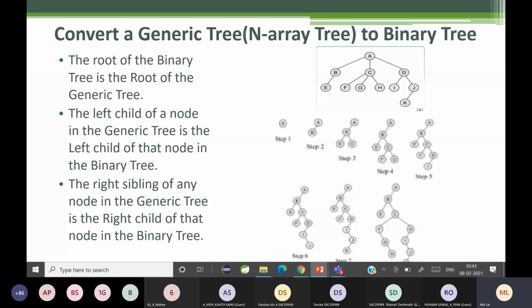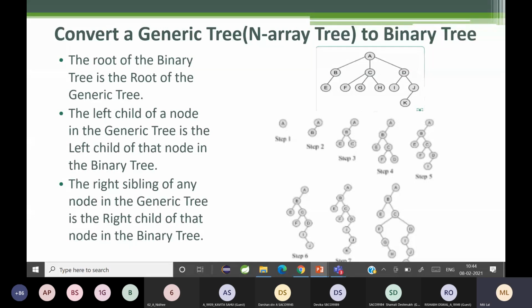Now, what is going to be the right? So the right sibling of any node in a generic tree is the right child of that node in the binary tree. Now, which is the sibling of B? Can you tell me? C and D. So, which is the just right sibling? C is the just right sibling. So C is going to be the right child of the node under reference. So which is the node under reference? B. So B's right child is going to be C.